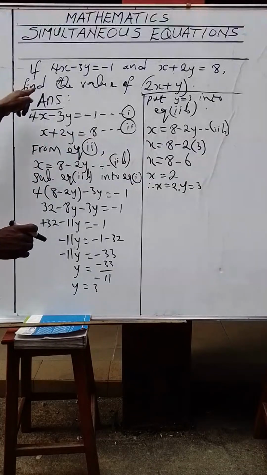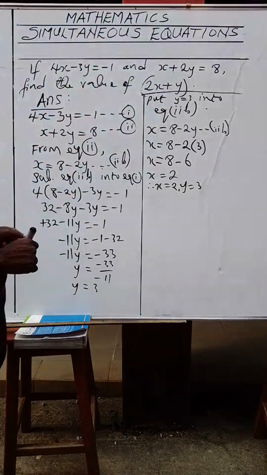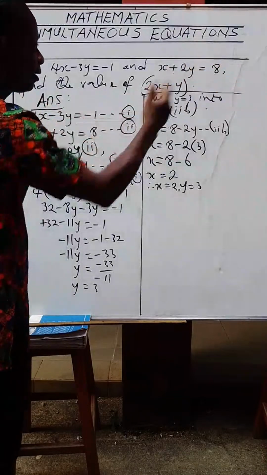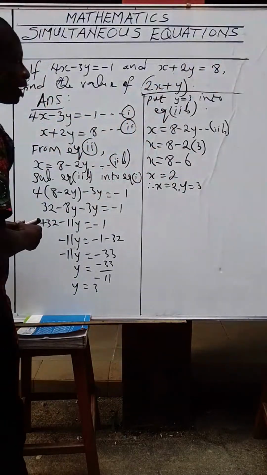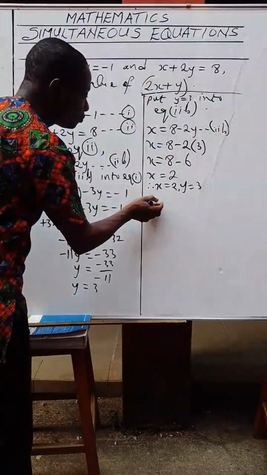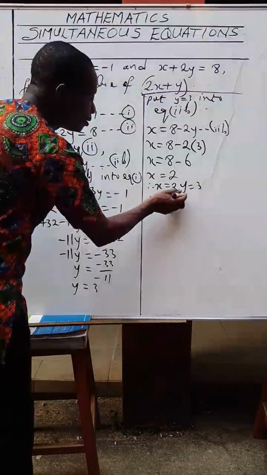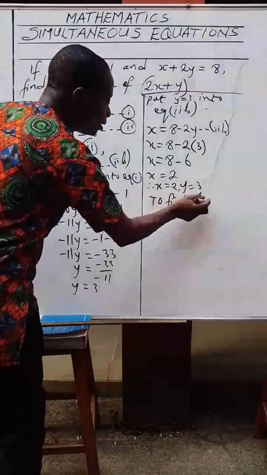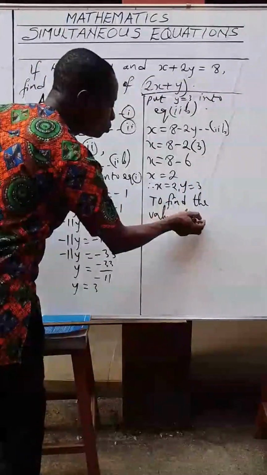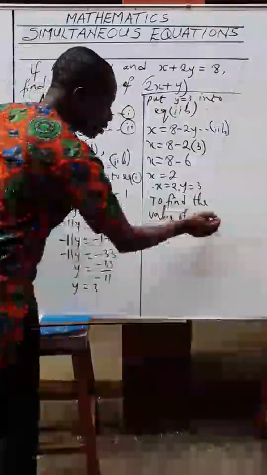All right, let's go back. Find the value of 2x plus y. So that's what we have to find. All right, we have to find the value of 2x plus y. Now, what is 2x plus y? We are going to bring in this expression here to find the value of 2x plus y. That's what we're going to do now.